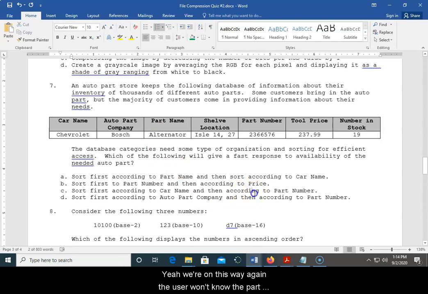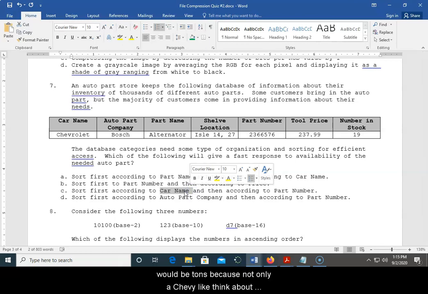Yeah. Well, and this would again, the user wouldn't know the part number. They would say I have a Chevy though. But think about the hundreds of different parts for a Chevy. There would be tons because think about all the different Chevy cars, Chevy Camaro, Chevy... I think a Suburban is a Chevy, or no, it's a GMC. I don't know the different Chevy cars, but whatever. There's a lot of them. So just telling them the car name doesn't really narrow it down very much.